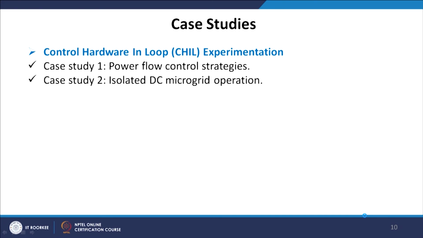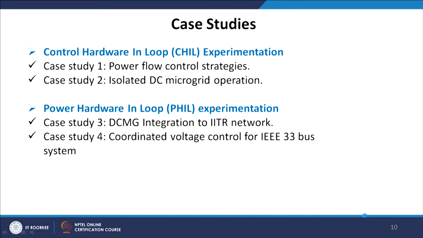Then we will talk about case study 2, isolated DC microgrid operation, and then we will take care of PHIL. We will consider case study 3, that is DC microgrid integration to the IIT Roorkee distribution system, and case number 4, coordinated voltage control for the IEEE 33 bus system. So, these are the 4 case studies we will be focusing on in detail during today's lecture.